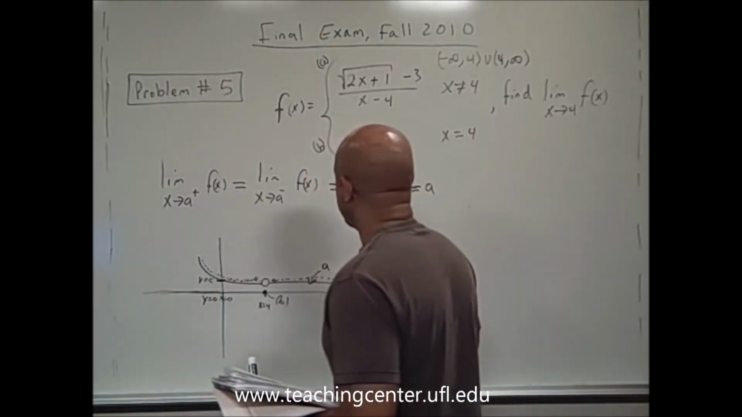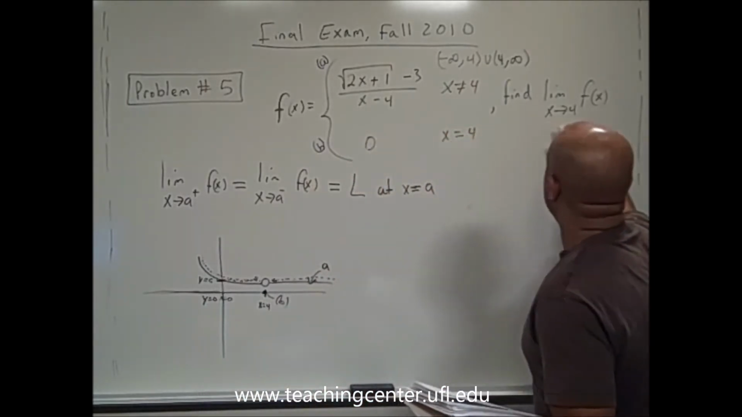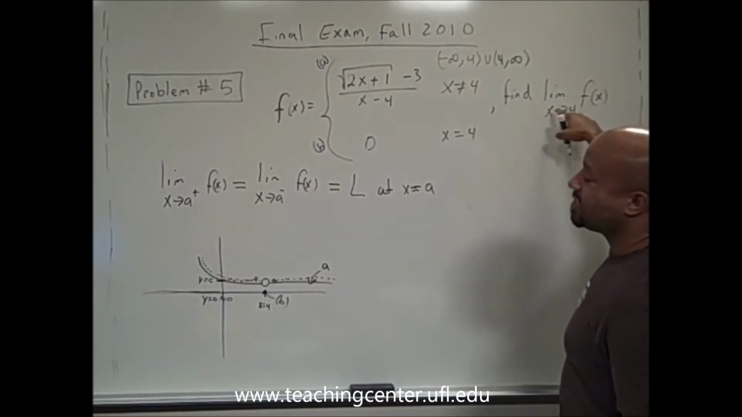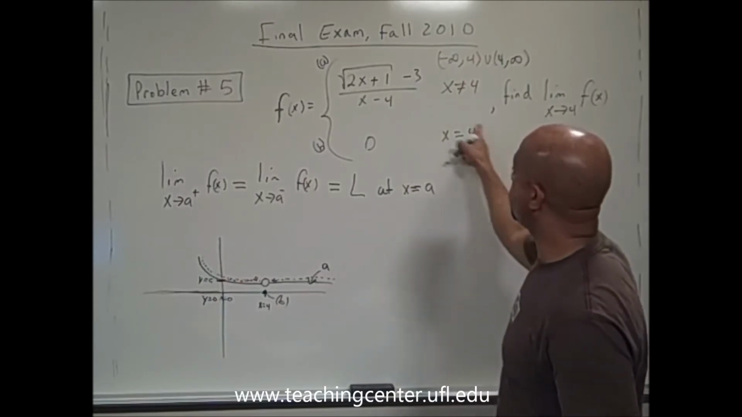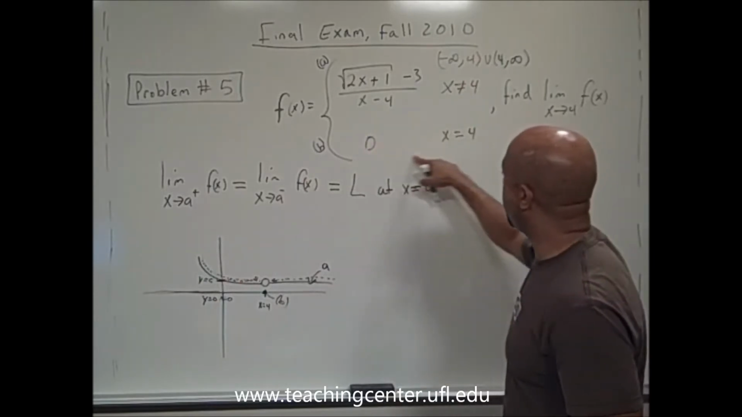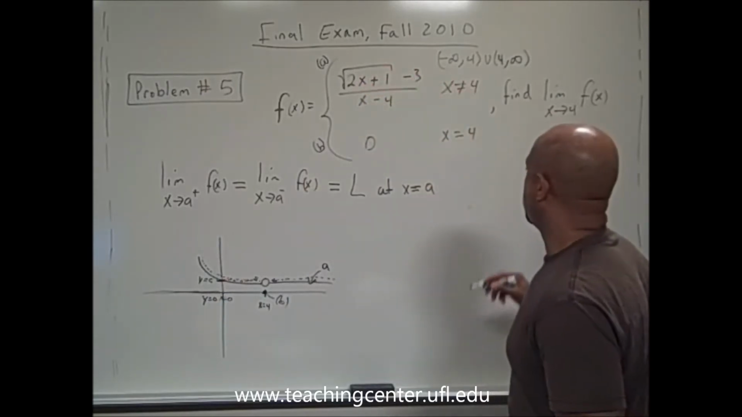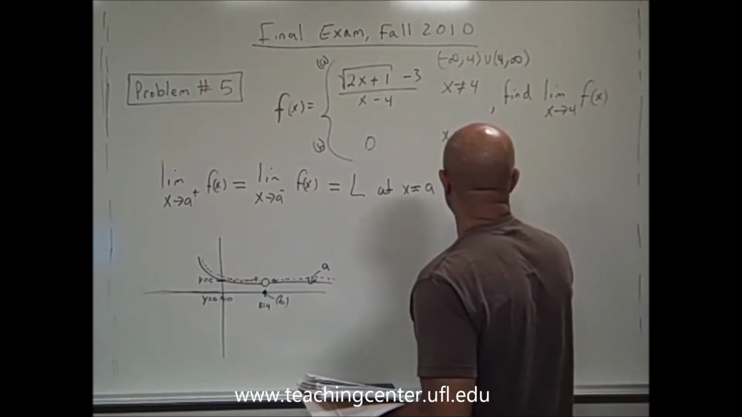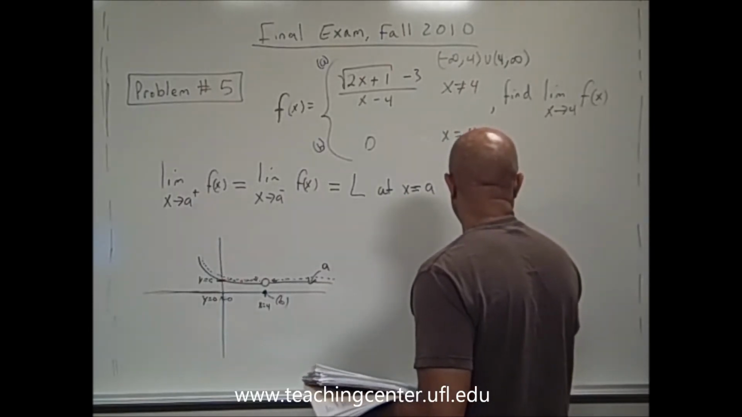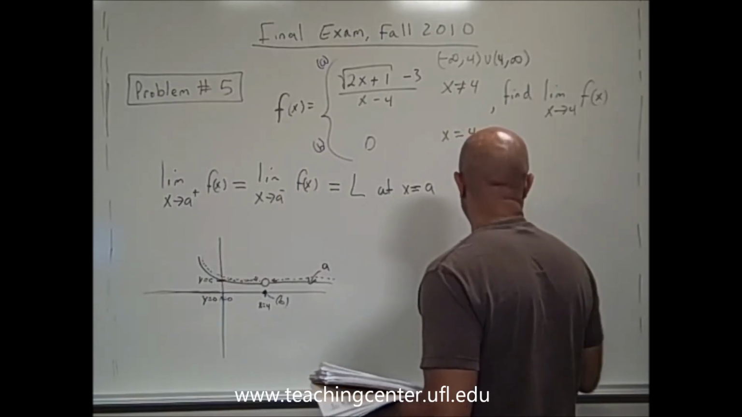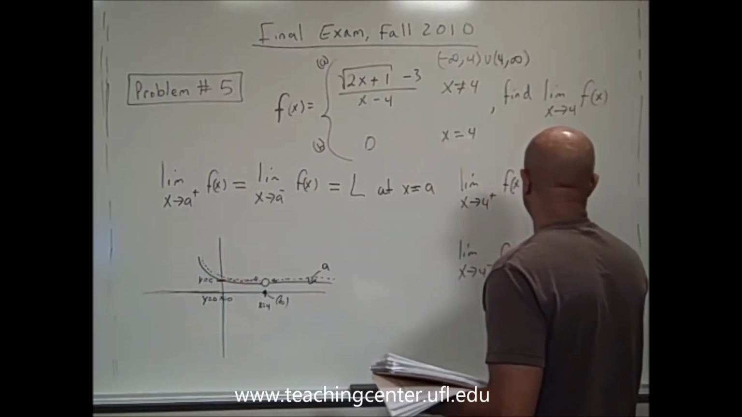And so knowing that, we want to see what's happening to the function as x is approaching 4. So we're not talking about when x is equal to 4, so we're not worried about this. We want to know what's happening as it's approaching 4, so we're going to look at this particular part of the function. So we're going to take the limit as x approaches 4 from the right, and we're going to take the limit as x approaches 4 from the left of f of x.